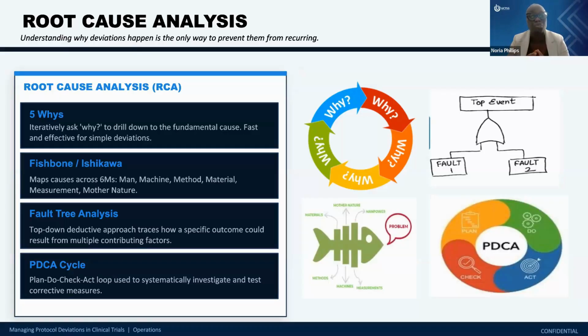So how do you understand why deviations happen? The best way to understand them is to make sure that we put a preventative measure in place. And how can you put a preventative measure in place? You have to understand what the root cause is, what the problem is.